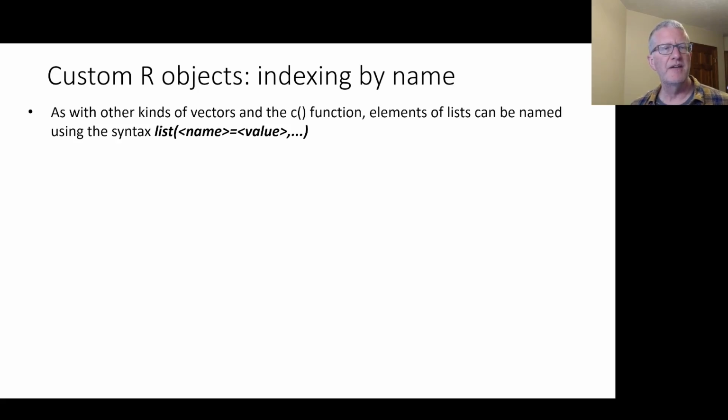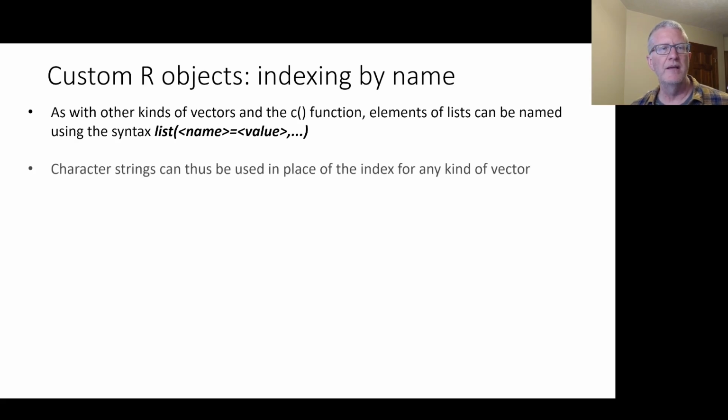Recall that with atomic vectors, we could assign names to each element of the vector, allowing us to use those names in place of the numerical index for getting back to a particular element. Well, a list is just another kind of vector, so we can do the same thing. In fact, it's really common to use names for the different elements of a list because each element can be a different data type. And in order to remember what all those data types mean, it's much easier to use a name for each element as opposed to just a generic number.